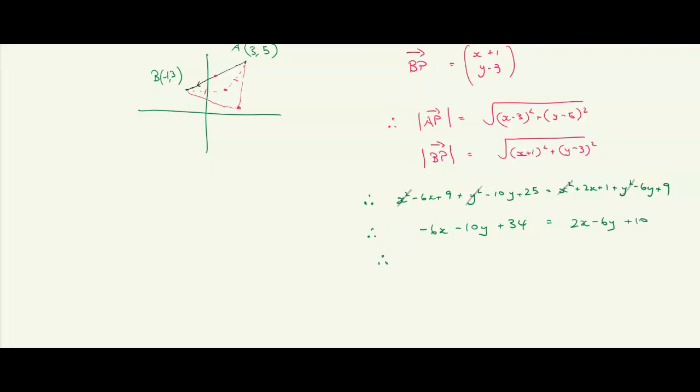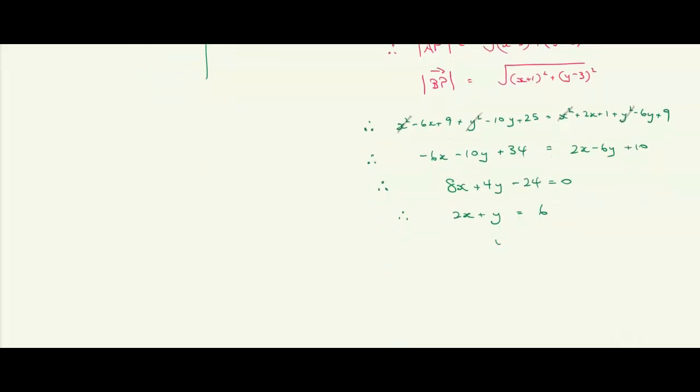So therefore, let's check this out. I'm going to put all my x's on one side and my y's perhaps as well. 8x plus 4y minus 24 equals 0. Looks about right. Divide through by 4. I get 2x plus y is equal to 6. And in terms of y on its own, y equals 6 minus 2x. So therefore, P has coordinates (x, 6 minus 2x).